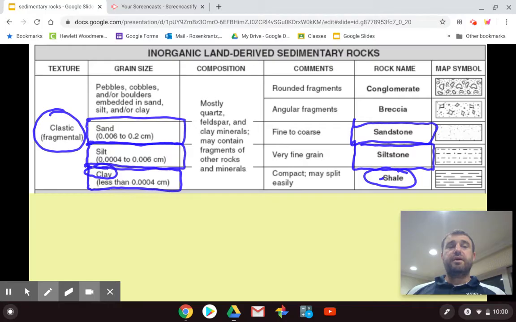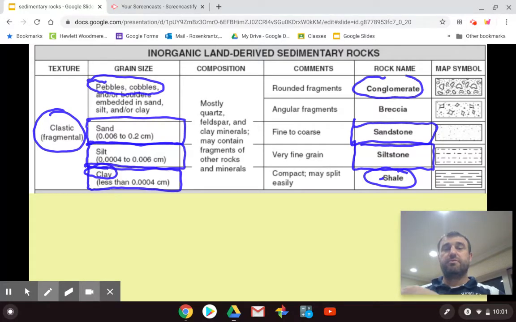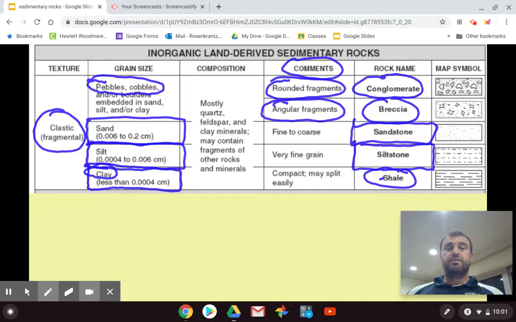Now if there's a pebble at all present in the rock, or anything larger than sand, so that means it could be a mixture of different sizes. That's what we refer to as a conglomerate. But look under comments, but only if the sediment is round. So if it's all these different sizes and the sediment is sharp angles, then we call it a breccia. Right.